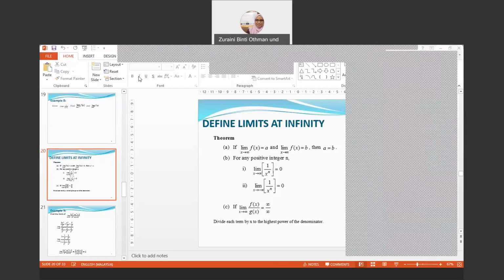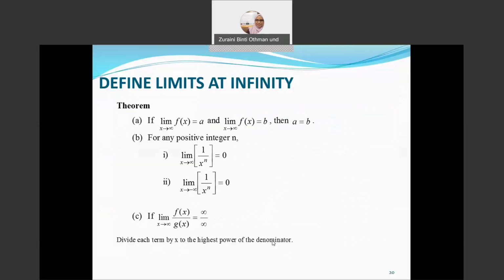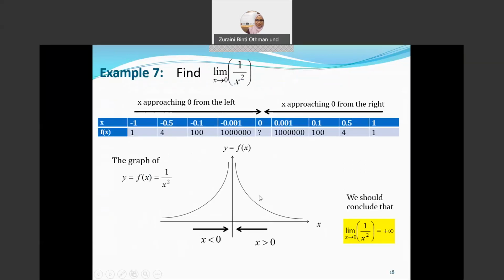Okay, here, this is the type of infinity just now. Okay, this is the theorem. When x approaching to infinity, fx is equal to a, and limit f approaching to infinity by fx, dia menghampiri infinity. Satu A dah dapat A, satu lagi dapat nilai B. So kita boleh for any positive number, yang ni kita tak jawab lagi.